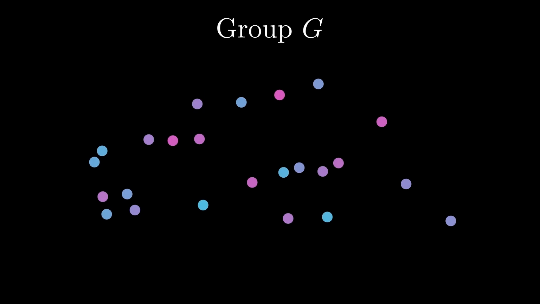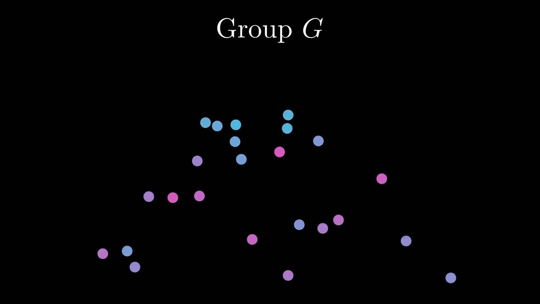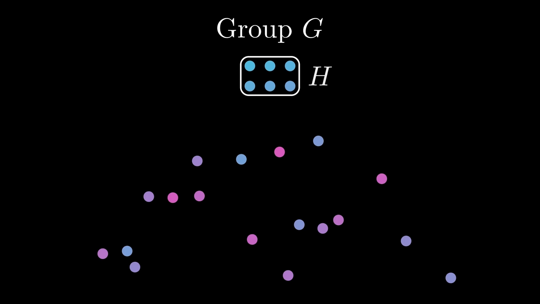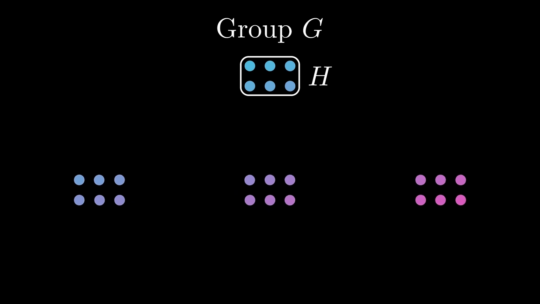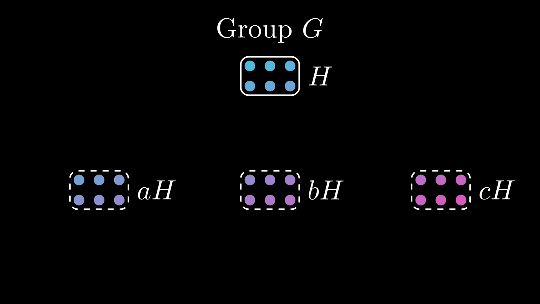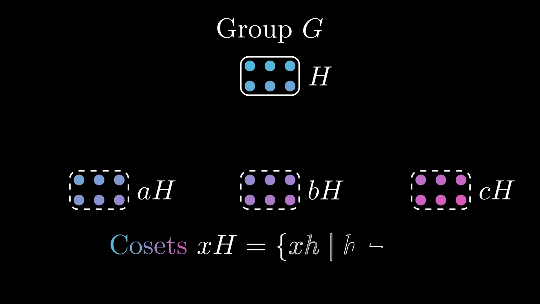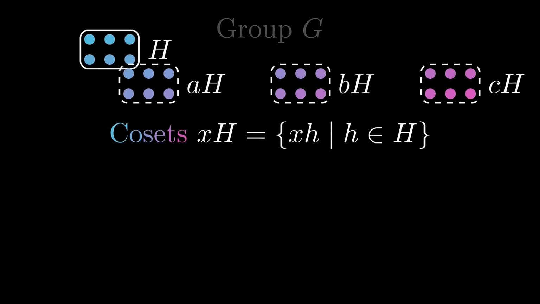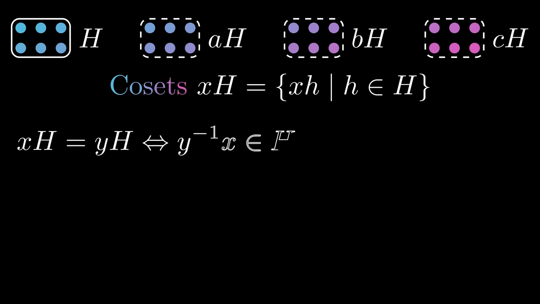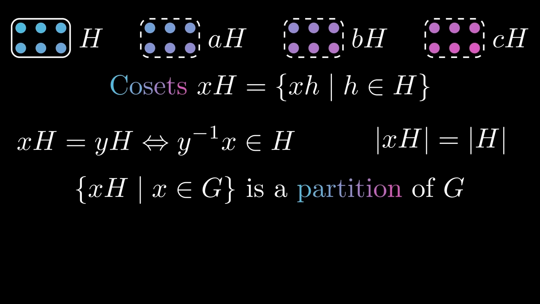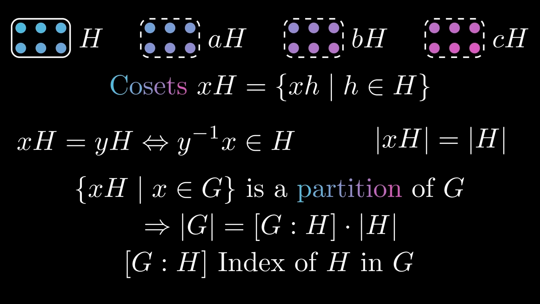To illustrate this, consider a group as a set of points. A subgroup is a subset of these points. The rest of the elements can be grouped into sets of equal size, called cosets. The key fact is that the cosets partition the entire group into equal sized pieces. The total number of elements in the group is the product of the number of cosets and the size of the subgroup, proving Lagrange's theorem.